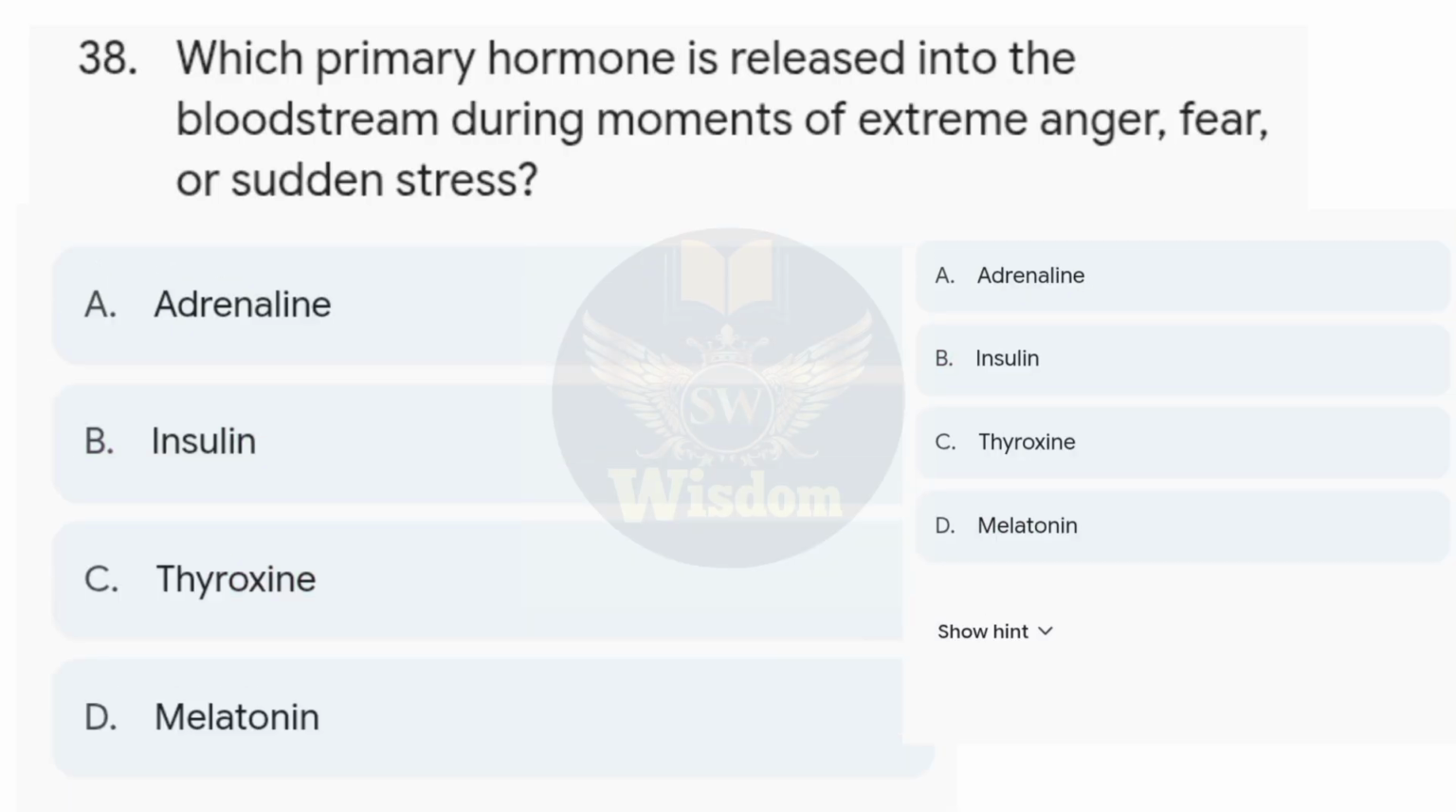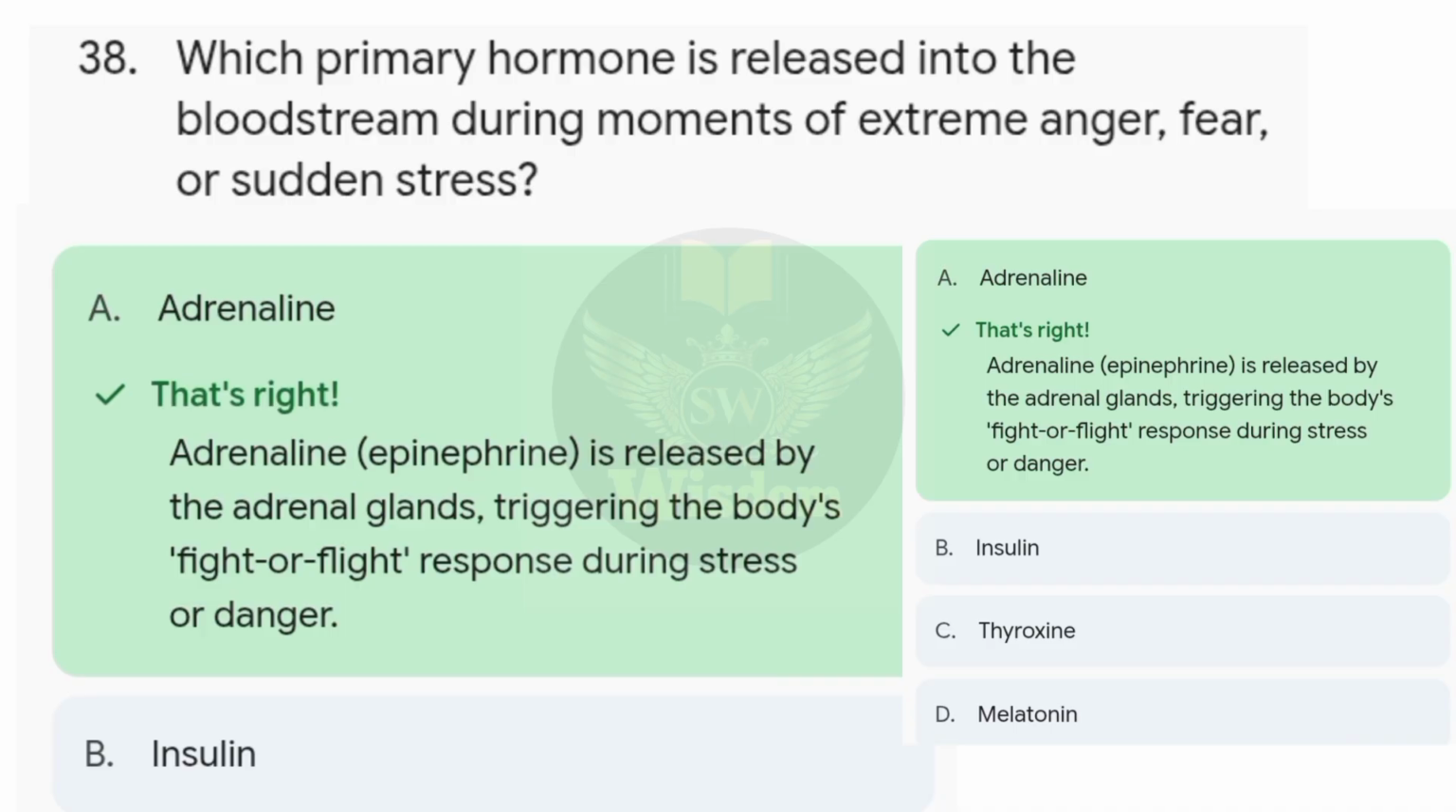Next question. Which primary hormone is released into the bloodstream during moments of extreme anger, fear, or sudden stress? The correct answer is option A, adrenaline.